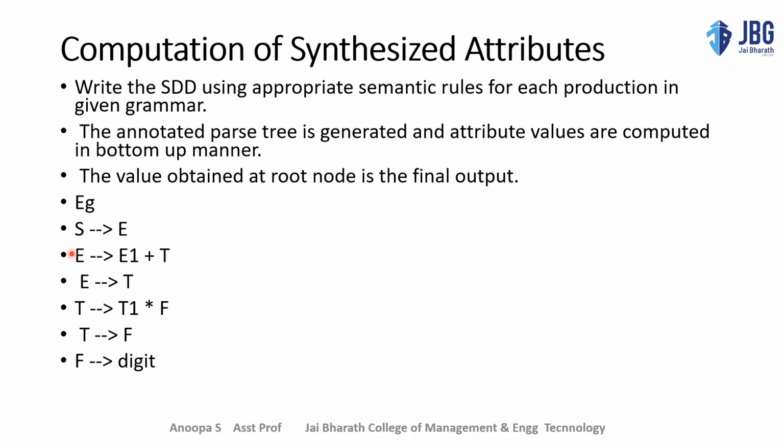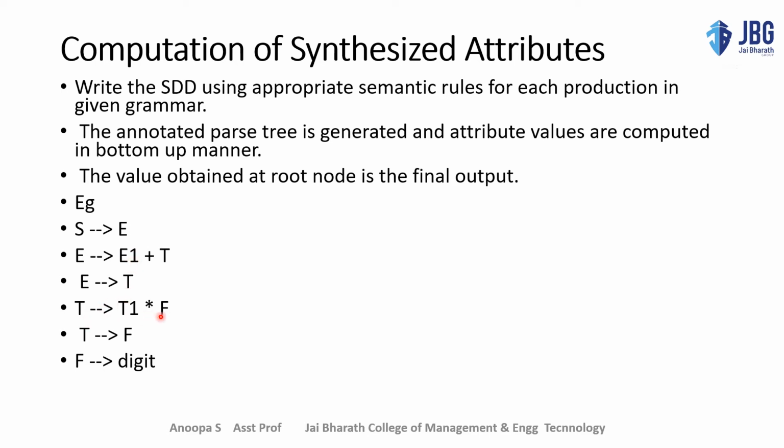In this production you can see E giving E1 plus T. This E1 is the same as the non-terminal E. These two are the same, but I have given it this way to show that the values of E1 and T are added and assigned to E. If I write E here, the parser will get confused about where to store the resultant value, to this E or to this E. So to avoid that, we name the attribute on the RHS as E1.